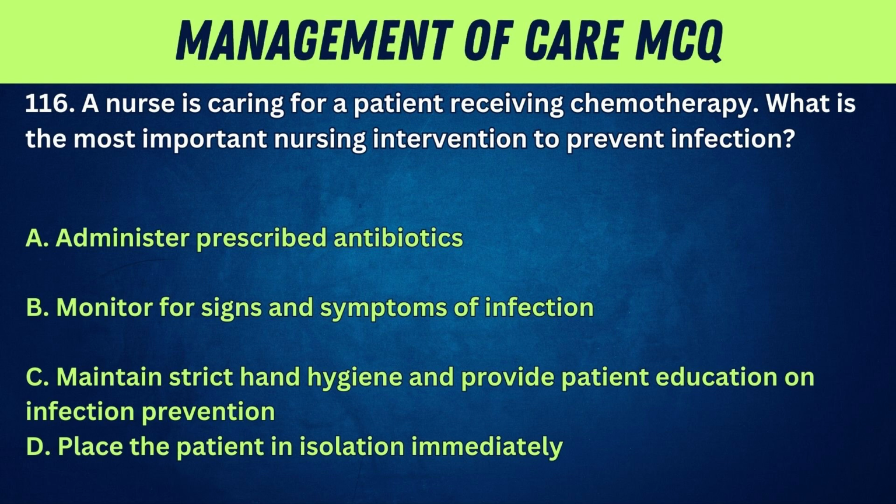116. A nurse is caring for a patient receiving chemotherapy. What is the most important nursing intervention to prevent infection? A. Administer prescribed antibiotics. B. Monitor for signs and symptoms of infection. C. Maintain strict hand hygiene and provide patient education on infection prevention. D. Place the patient in isolation immediately.